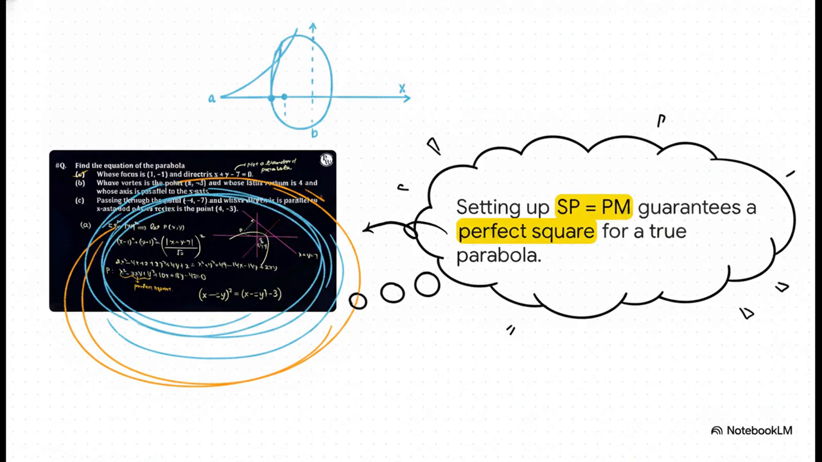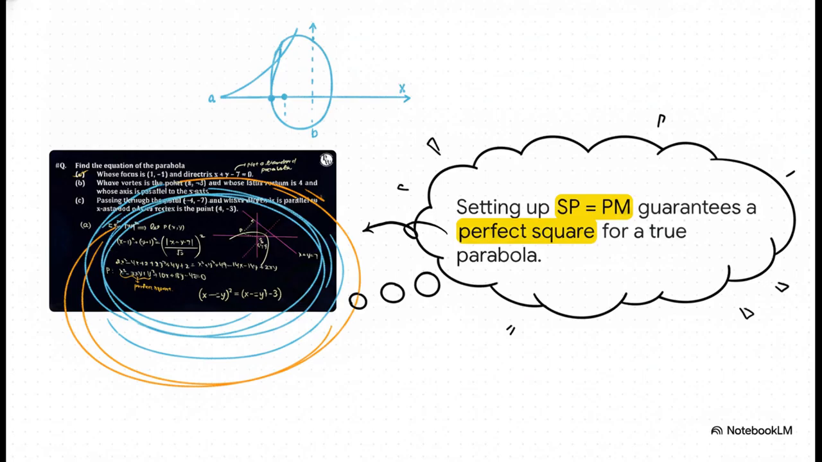We're given a focus of (1, -1) and a directrix line of x + y - 7 = 0. By setting up our SP = PM distance formula and squaring both sides, we end up with this pretty large algebraic expansion. But check out what happens when we simplify. The first three terms of our final equation, x² - 2xy + y², what is that? It's a perfect square, (x - y)². Just like we established earlier, those homogeneous terms absolutely must form a perfect square to guarantee we are looking at a true parabola.